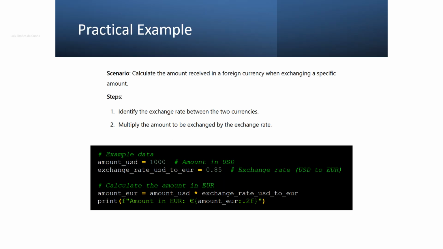To calculate the amount received in a foreign currency when exchanging a specific amount, identify the exchange rate between the two currencies and multiply the amount to be exchanged by the exchange rate. This example demonstrates how to convert USD to EUR using a given exchange rate.